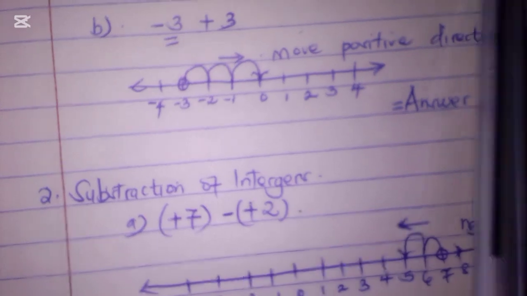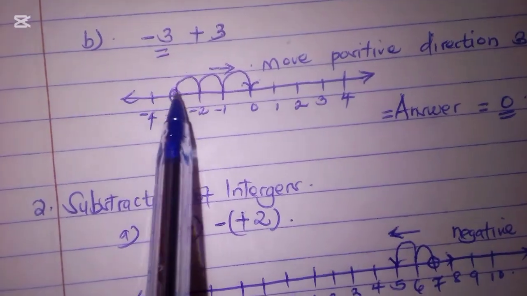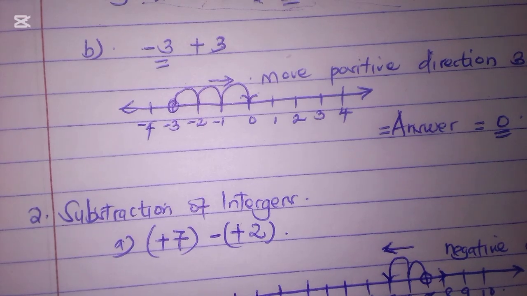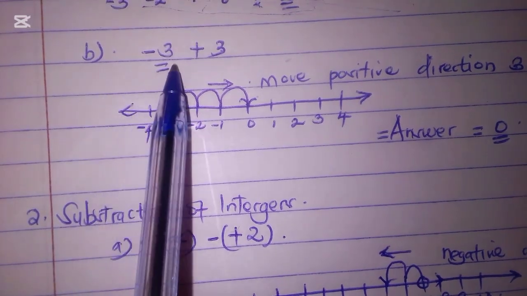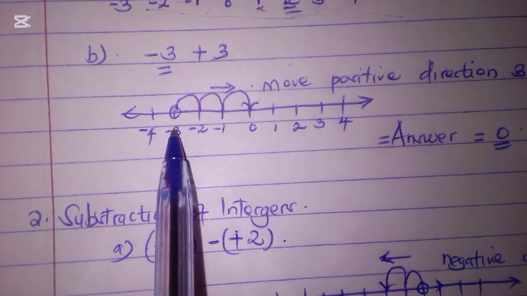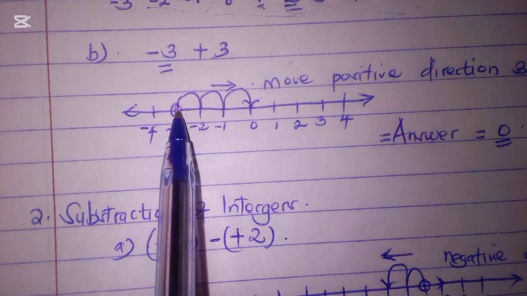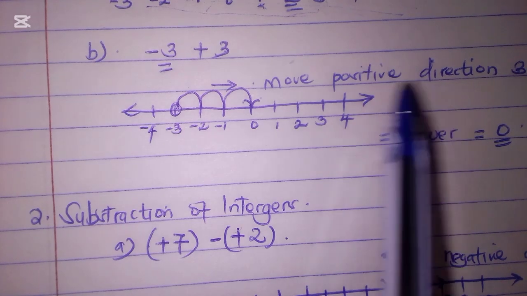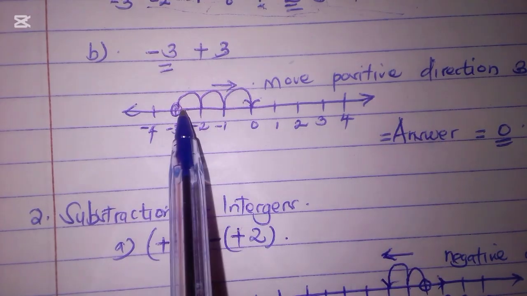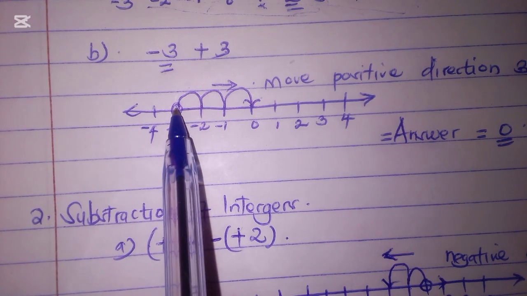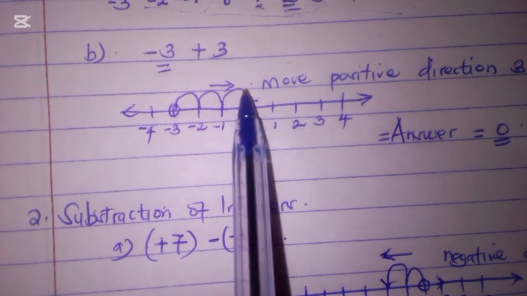The second question is negative 3 plus 3. We simply draw a number line as usual, and then we start from the first number, that is negative 3. Where is our negative 3? It is in our negative direction. That is where we start from. We are supposed to go in the positive direction, that is the right hand side. How many steps? 3. So we start counting the 3 steps from our initial number, which is negative 3. So it's 1, 2, 3.